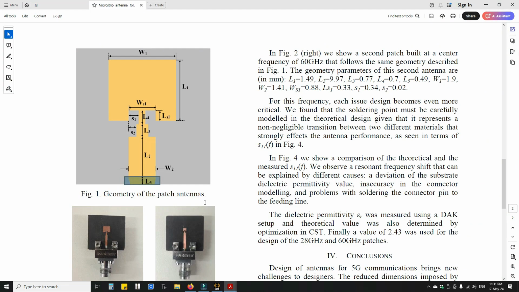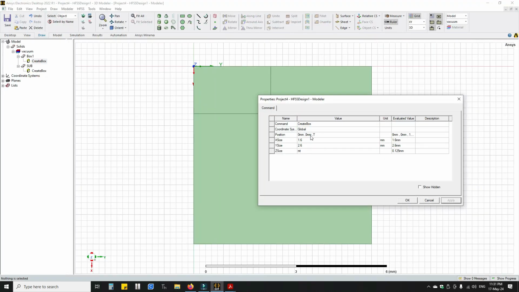If you see on the paper, the entire structure is placed on the middle of this substrate. In the same way, we are also placing the entire structure on the middle. We are taking it as length on the middle. Now see, the box is started at the middle of the substrate.